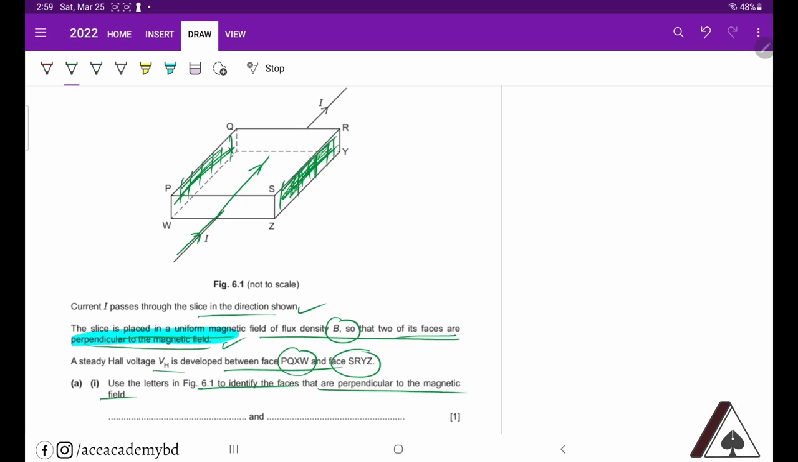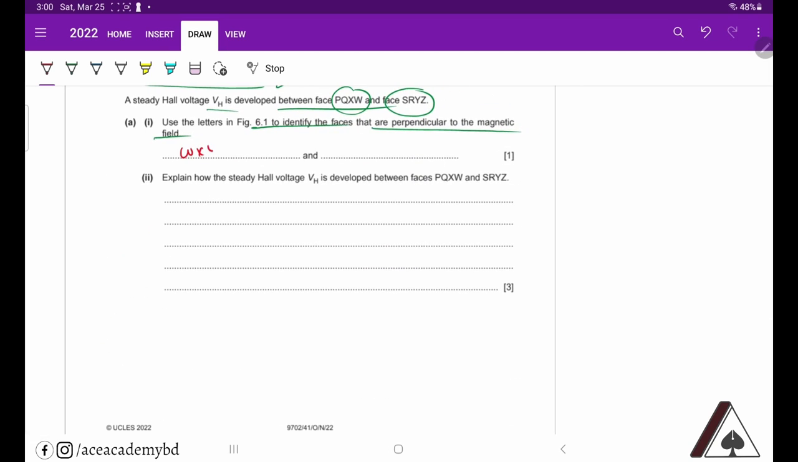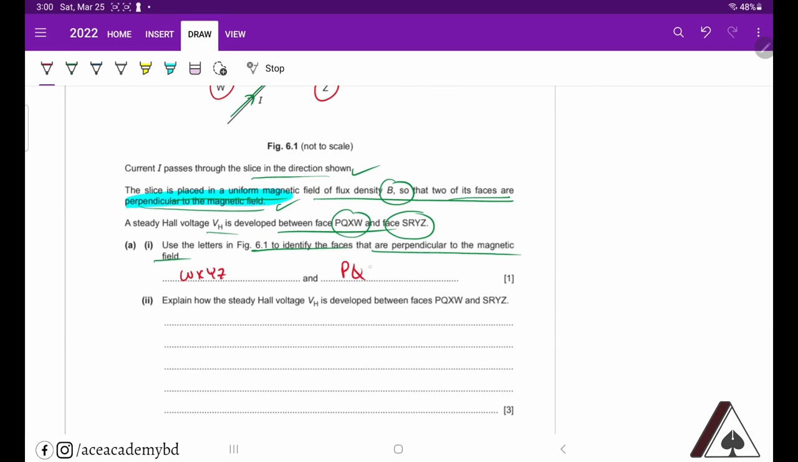So if we align your middle finger with the current and your thumb, which shows the force, toward any one of these sides, that's going to show that your index finger, the finger right next to your thumb, is pointing either up or down. So these are the two faces which you have to mark. This one face is PQRS. And if we place our finger on the other side, that's going to give us WXYZ. So these are the two faces we have to write. For example, as I'm doing it, if I point my thumb to the right, it's going to give me the upper face. And if I point my thumb to the left, this is giving me the bottom face, which is WXYZ. And the upper face is PQRS.